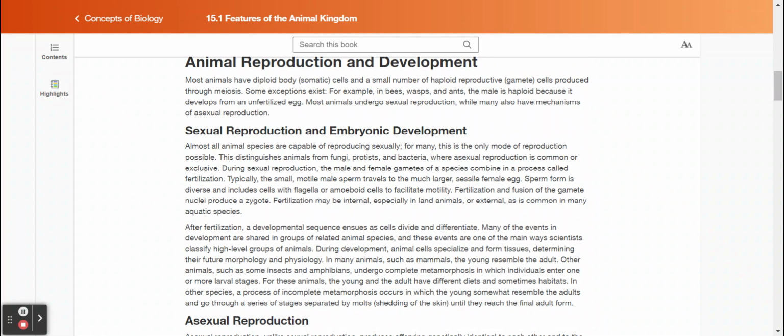Animal reproduction and development. Most animals have diploid body or somatic cells and a small number of haploid reproductive or gamete cells produced through meiosis. Some exceptions exist. For example, in bees, wasps, and ants, the male is haploid because it develops from an unfertilized egg. Most animals undergo sexual reproduction, while many also have mechanisms of asexual reproduction.